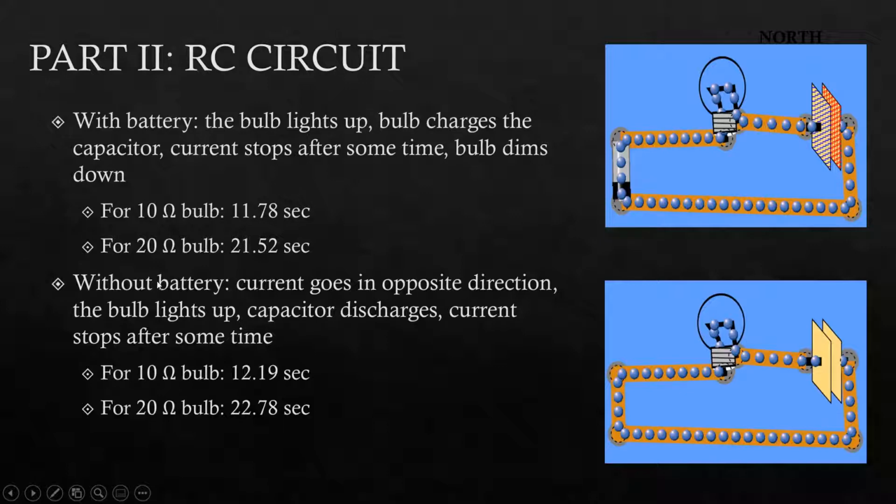And then without the battery, the current went in the opposite direction, the bulb lit up, the capacitor discharged, and then the current stopped after some time. For the 10 ohm bulb, this took about 12.19 seconds, and for the 20 ohm bulb, this took 22.78 seconds. And once again, you can see that this took about twice as long as that.